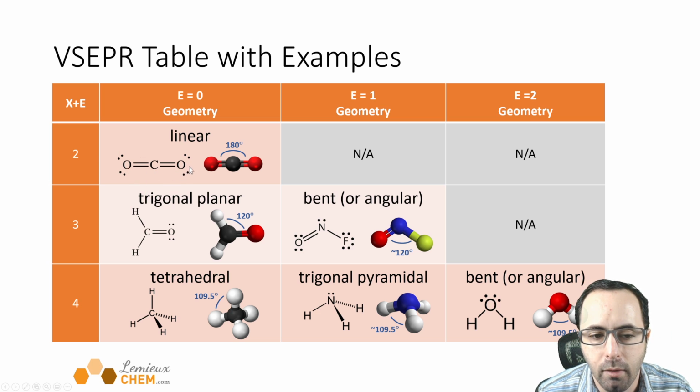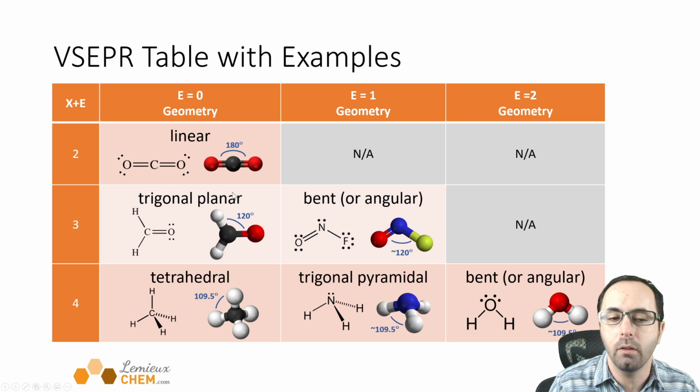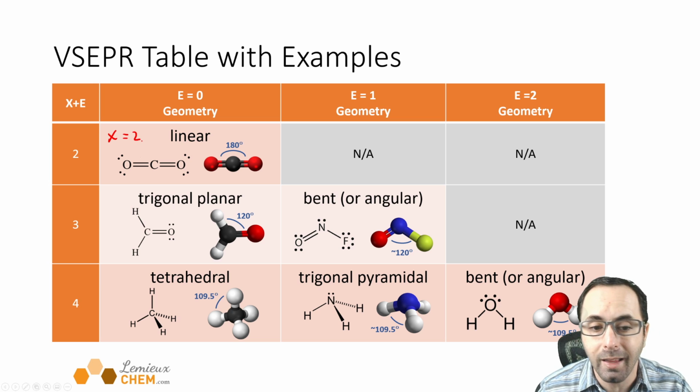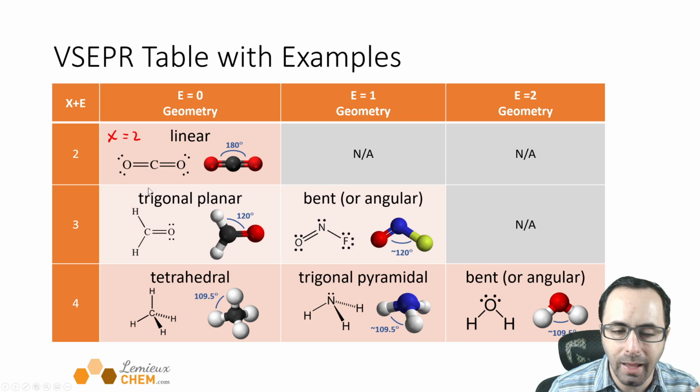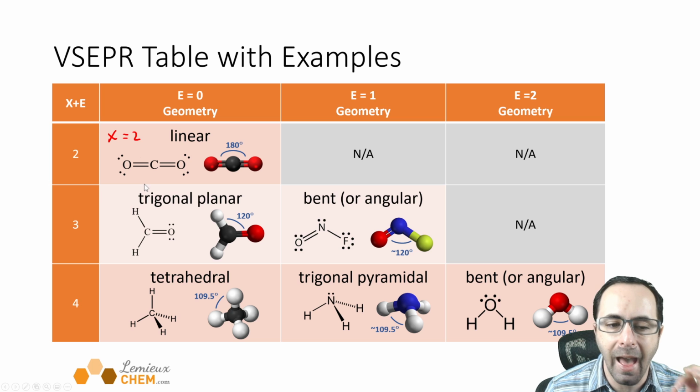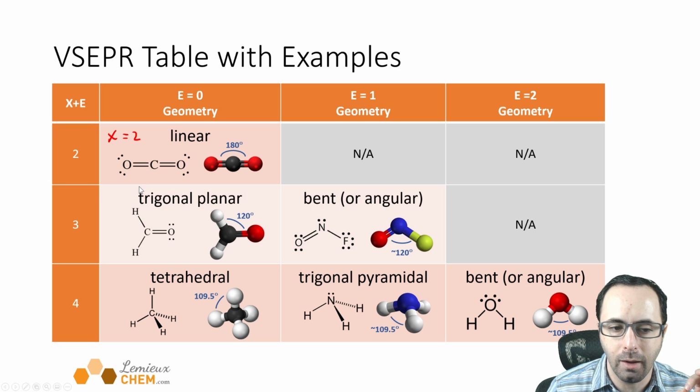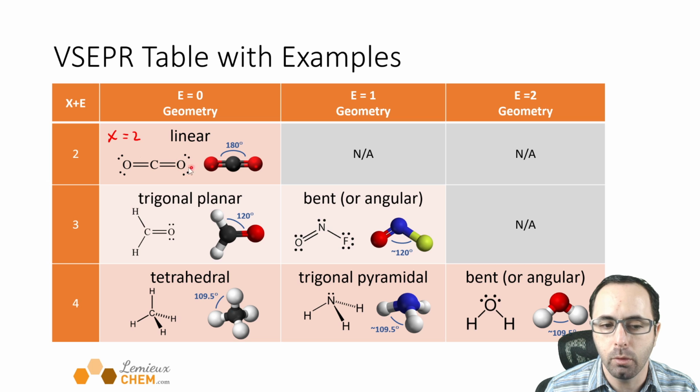So we have 2 oxygens bonded to the carbon. Carbon is the center atom. It has 2 atoms bonded to it. So X equals 2. X does not equal 4. X is not the number of bonds. There are 4 bonds, a double bond here and a double bond here, 4 total bonds. But that is not what X is. X is the number of atoms bonded to the center atom. That is 2 oxygens bonded to the center atom.